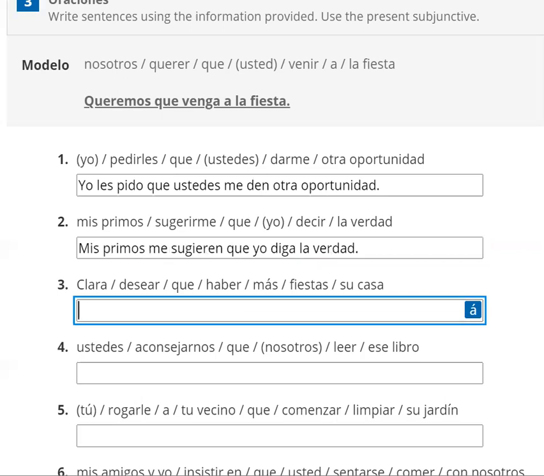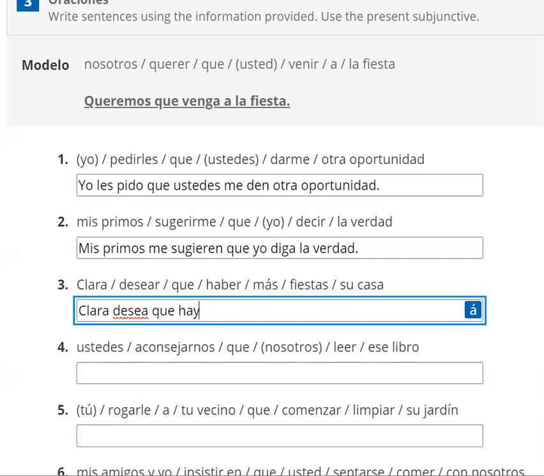Clara desear que haber más fiestas su casa. Okay. Now, this one was with Clara. Well, if desear is our verb, conjugated according to Clara, you should realize that should be desea. Okay. And now, what is haber? Do you remember we talked about this a lot in the last few classes? Haber is the infinitive form of a weird conjugation. It's from, this is not the answer, but this is what it's from. This hay comes from the verb haber. The infinitive of hay is haber, even though hay is not actually in our verb chart.